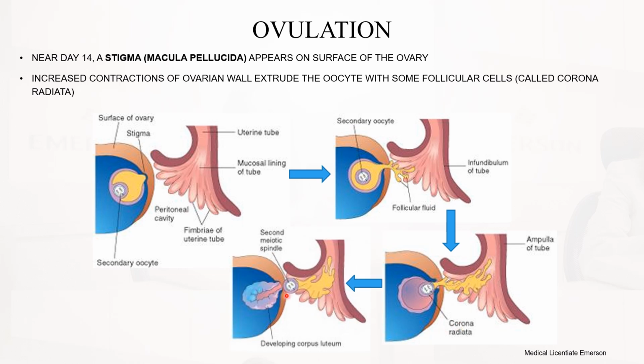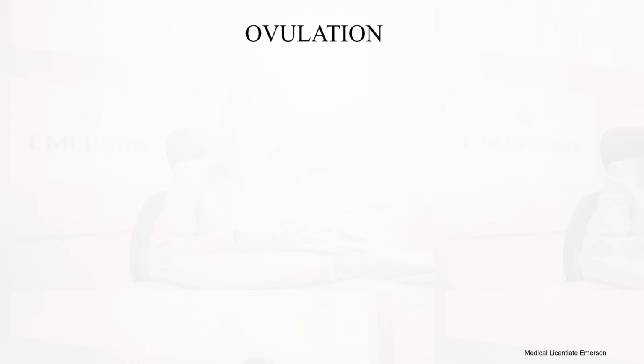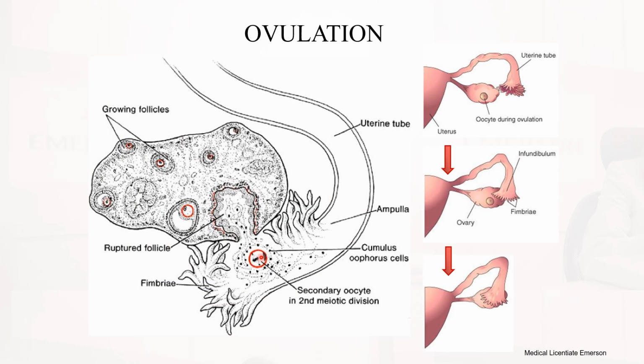Okay, so this is how they need to be completely transported to the infundibulum. Then the follicle that has remained will now be called the corpus. That's what we are saying. Remember, we have remained with the corpus luteum. So this is what we were saying.